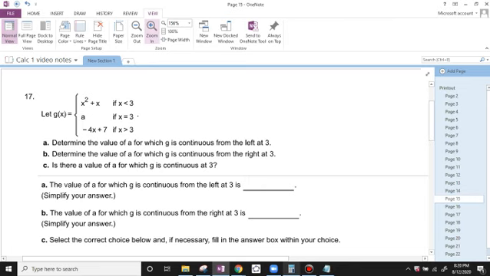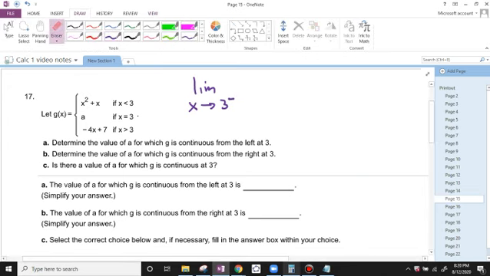Determine the values of a for which g is continuous from the left. So if we want it to be continuous from the left, we want the limit as x goes to 3 from the left of g of x to be equal to the value g of 3.